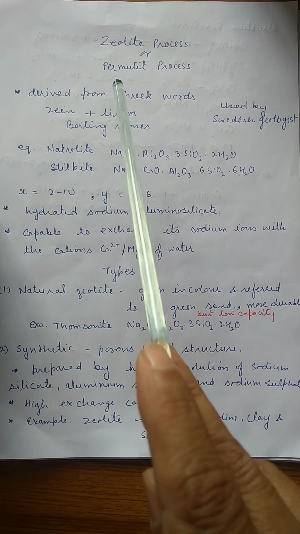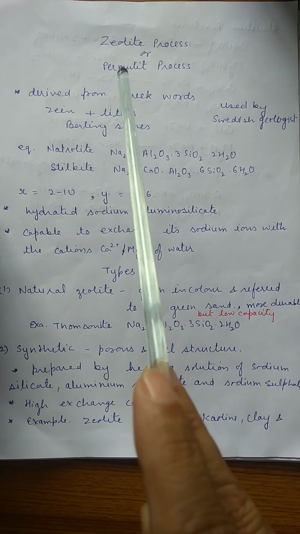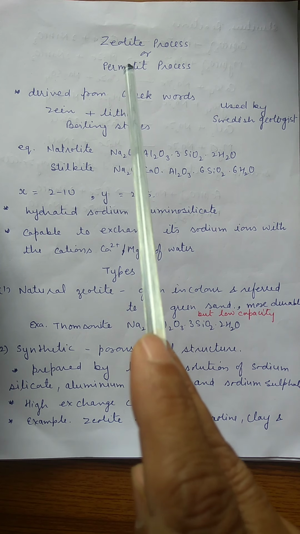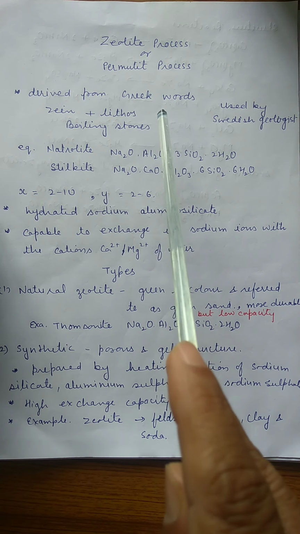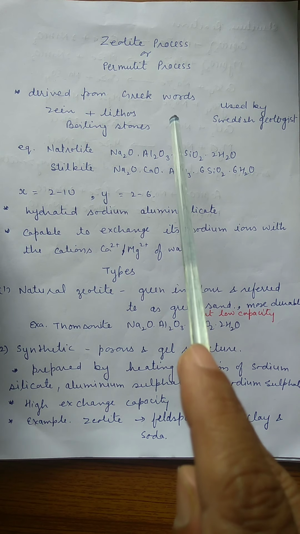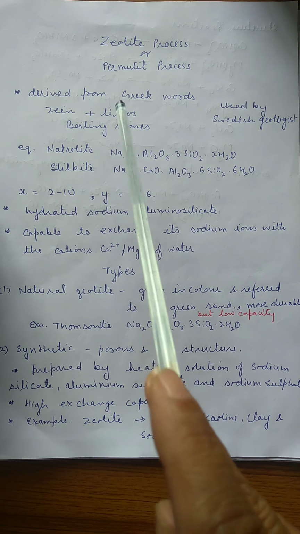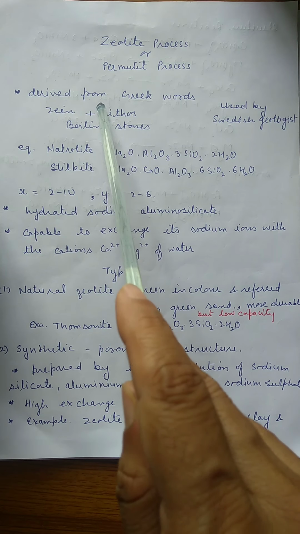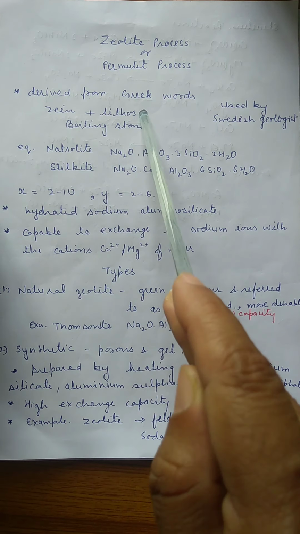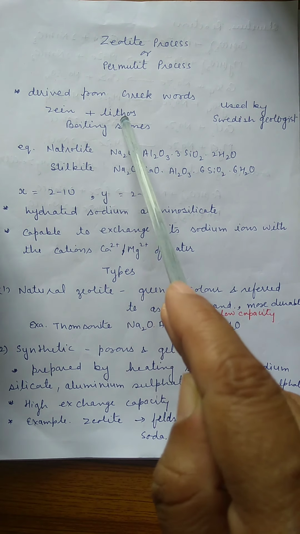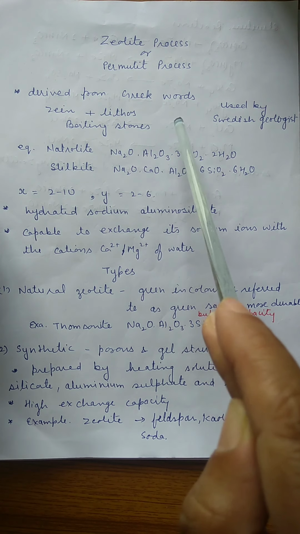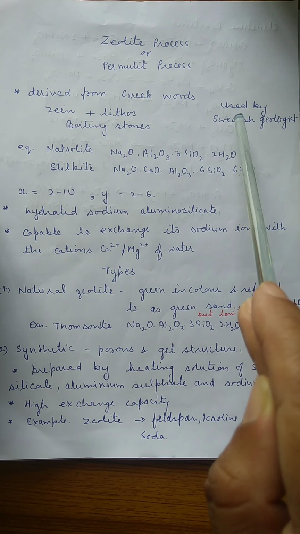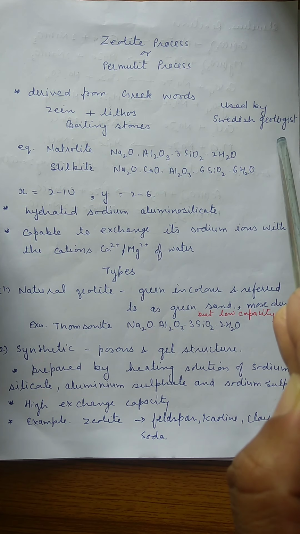After the discussion of the lime soda process, we will discuss the zeolite process, or permutit process. It's the next method to make water soft. The term zeolite is derived from Greek words, zein and lithos, meaning boiling stone. This term was first used by a Swedish geologist.